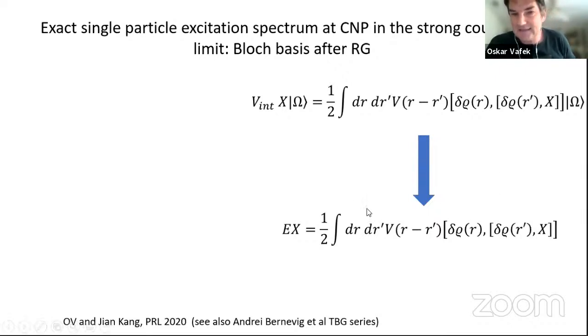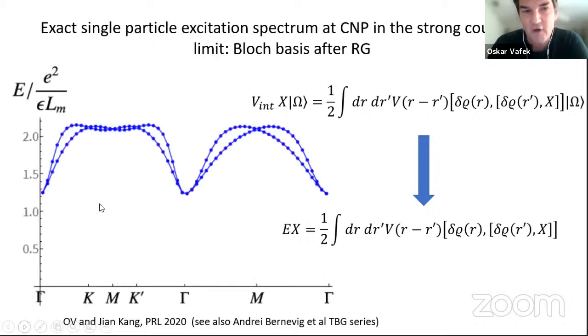But in any case, let's say you went through this procedure and you did this. So these delta rho operators, they contain the wave functions that we have left after the projection, after the RG. And there's going to be some convolution of four of these wave functions. Okay. Let's say we now match left and right and solve the eigenvalue problem.